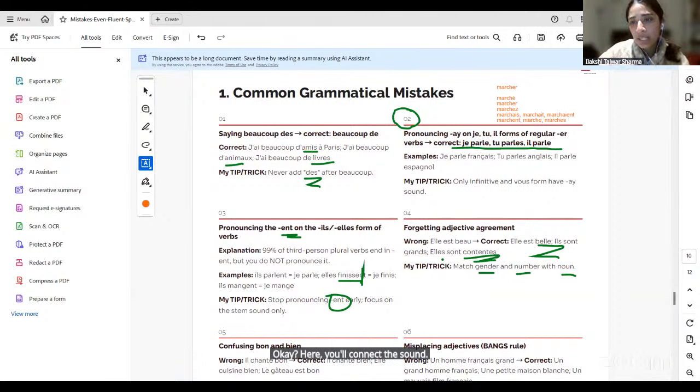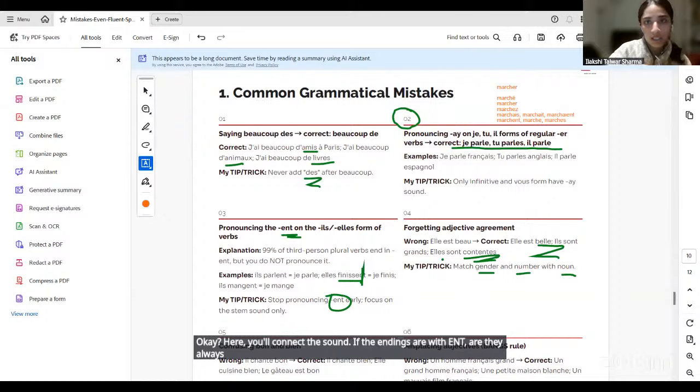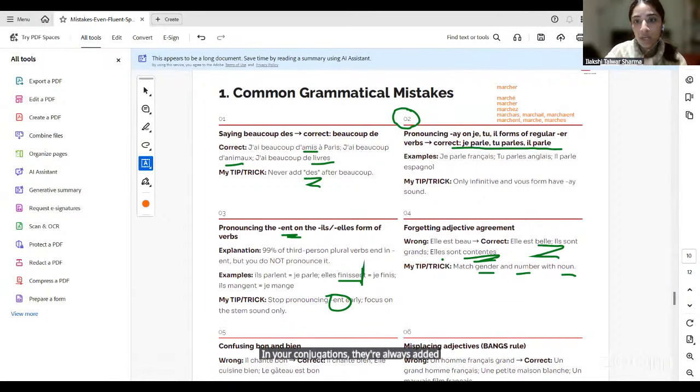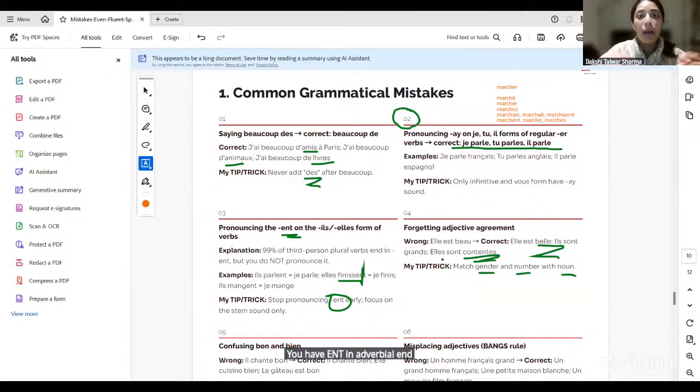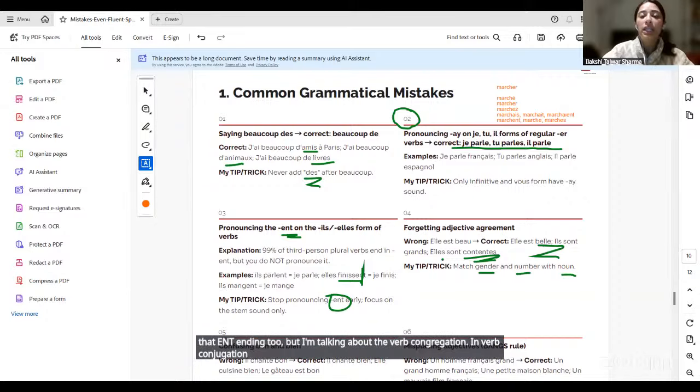If the endings are with ENT, are they always silent? Yeah, always. In your conjugations, they're always silent. Why do I say that? Because you have ENT in adverbial endings also, right? Like absolument, tellement, rarement. There we say "man." That's an ENT ending too. But I'm talking about verb conjugation. In verb conjugation, when you have ENT at the end, then it's silent. Assume that the NT is not pronounced.